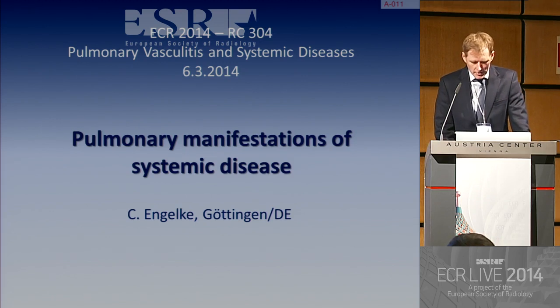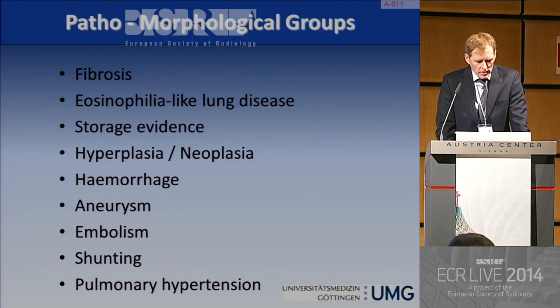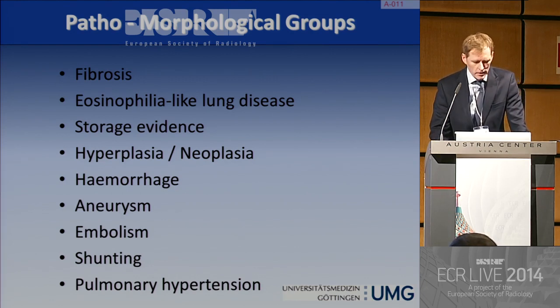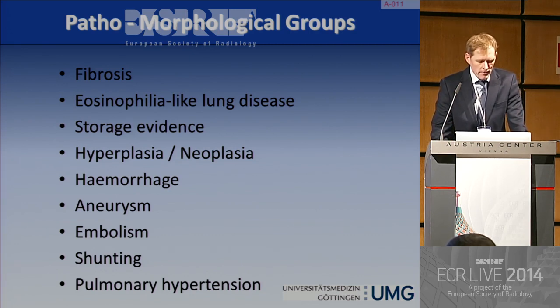I'd like to take you through a course about systemic manifestations of pulmonary disease. I've broken up the whole bunch of different diseases and entities into certain pathomorphological groups. One is fibrosis, second is eosinophilia-like or imitating lung disease, evidence of that it could be storage disease, hyperplasia or neoplasia within the lung, hemorrhage, aneurysm or other vascular, gross vascular abnormality, embolism, shunting and pulmonary hypertension.